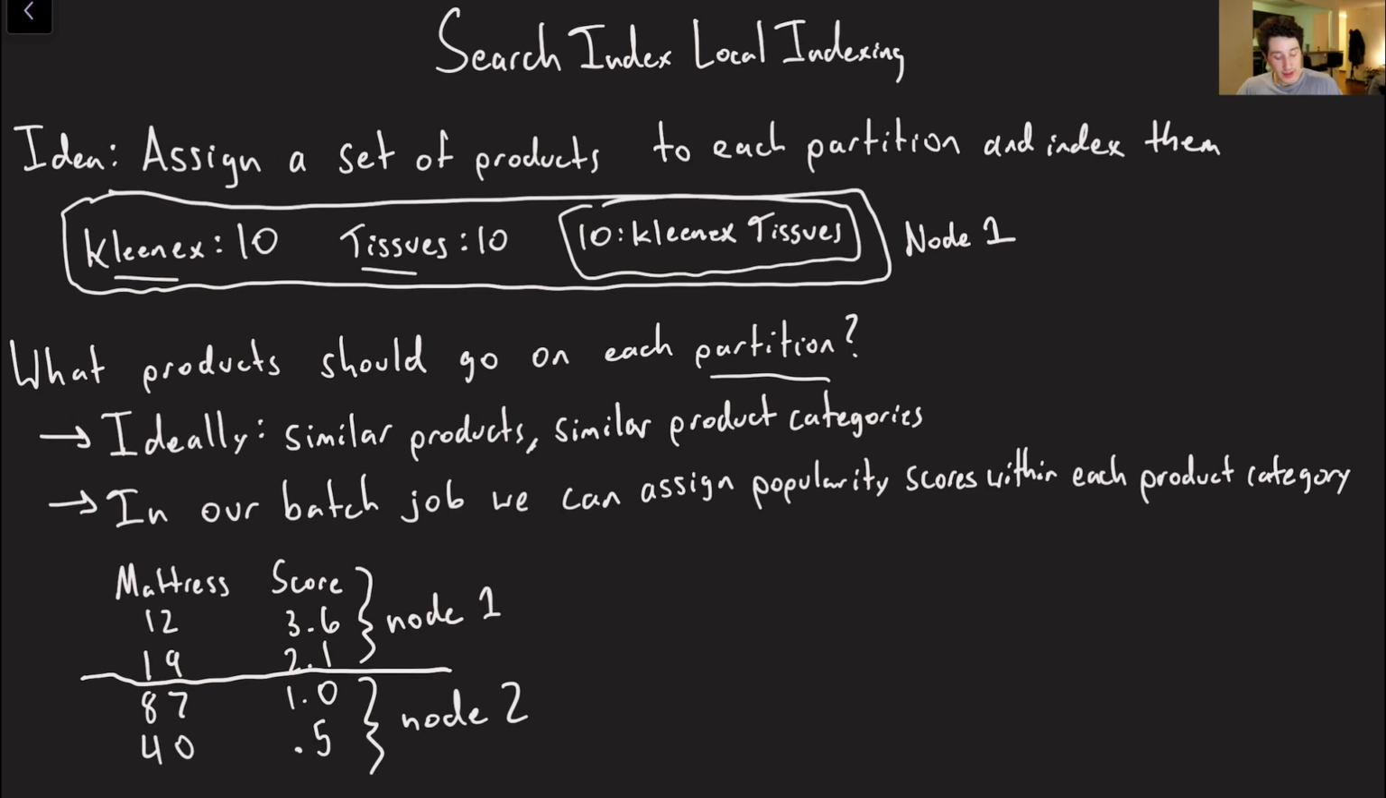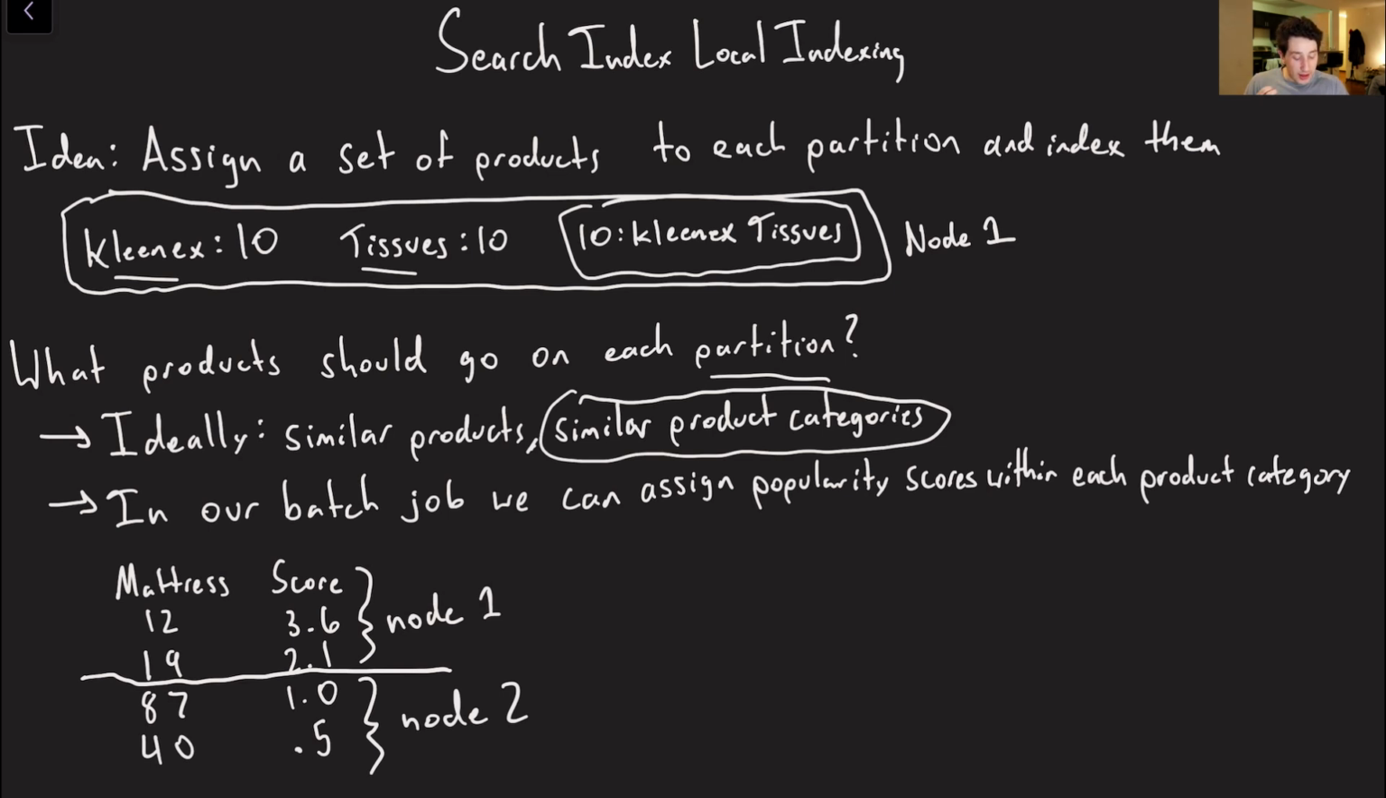Basically, the main thing right here is that we want ideally similar products to be on the same partition, and also similar product categories, which would be a little bit easier, because I would imagine that in that MongoDB, most of these products are going to have some sort of tag. For example, a tag would just be mattress, or gardening, or something like that. So similar products can go on the same search index node.